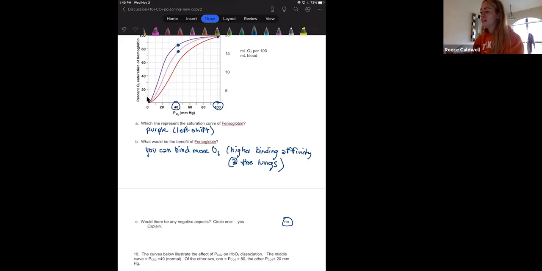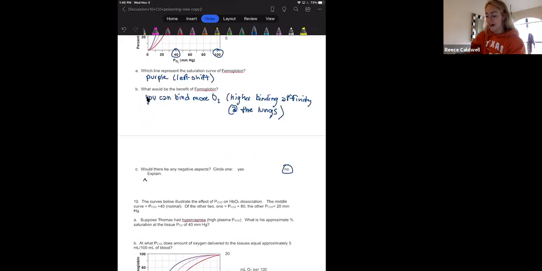With a high binding affinity, we're going to hold on to it a lot tighter, and therefore we won't release it. It'll be more challenging to release that oxygen to the tissues. So that higher binding affinity equals a decreased release of O2 at tissues. More challenging. So you can release that O2, it's just more difficult.